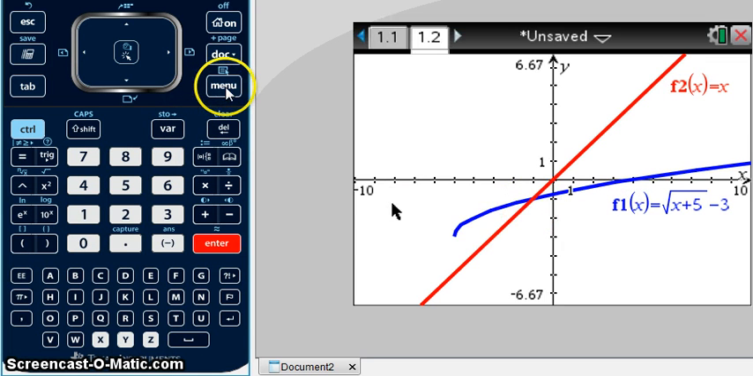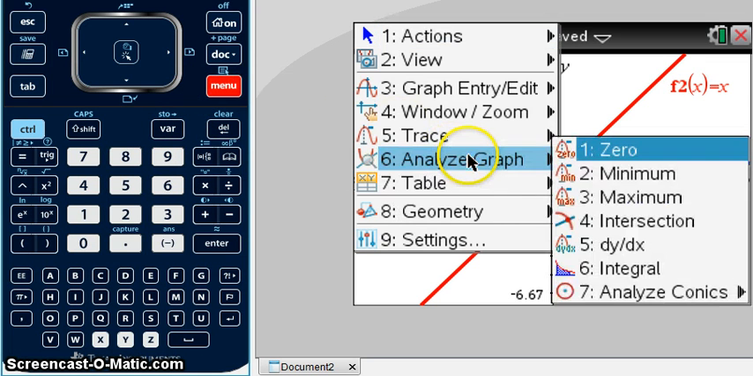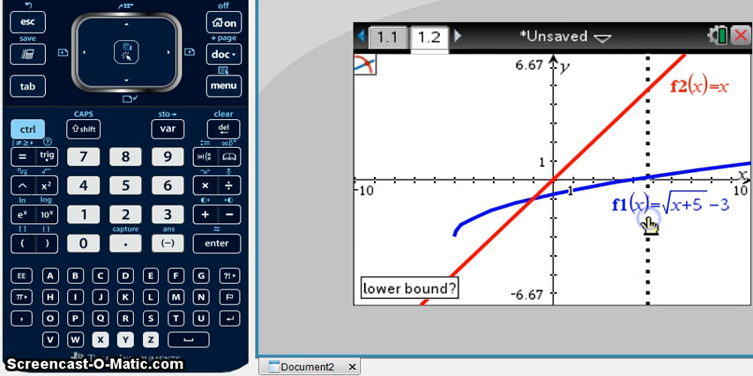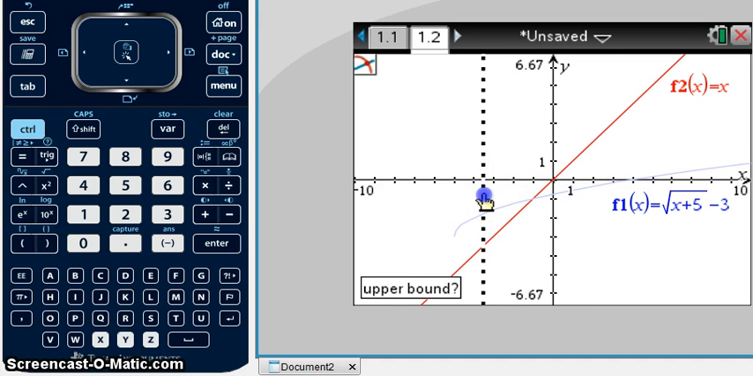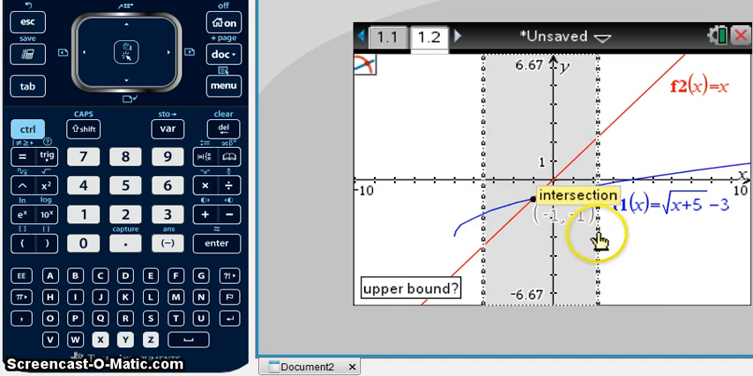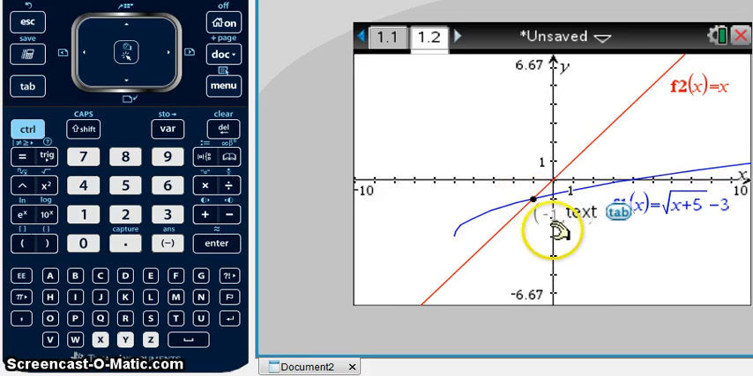So what I could do now is go menu, analyze, intersection, and then I'm going to narrow down where it crosses. I'm going to click on the left, click on the right, and notice there's my intersection, which is x equals -1.